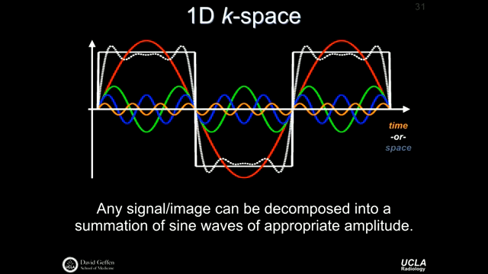And the white dashed line is a better match to that boxy function than the original sine wave was. But it's still not perfect. Therefore, I need more and more spatial frequencies to get me closer and closer to recovering the true underlying signal. Now, when we look at maps of k-space, what we usually look at is magnitude k-space. And in looking at magnitude k-space, we're just talking about what's the amplitude of this frequency in our underlying object.